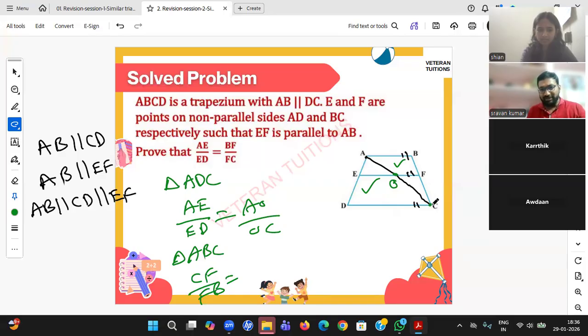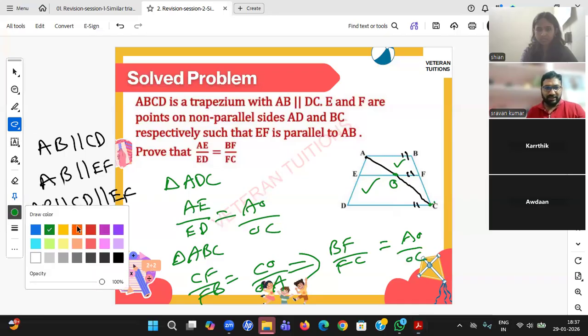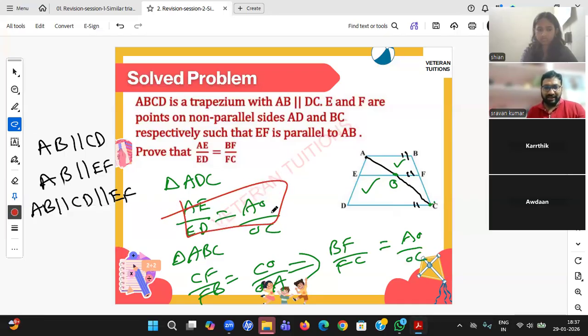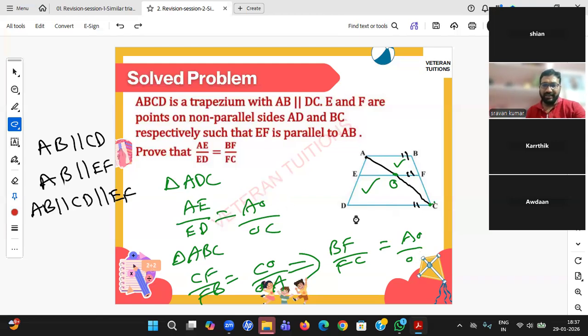I'm starting with a common vertex. CO by OA. But when I'm looking at these two, they are the same, but this is reciprocated. So I'll just make it inverted. So BF by FC equal to AO by OC. Now I'm able to see they both are equal. Right hand side is equal. I can make it equal to left hand side, which is nothing but AE by ED equal to BF by FC.